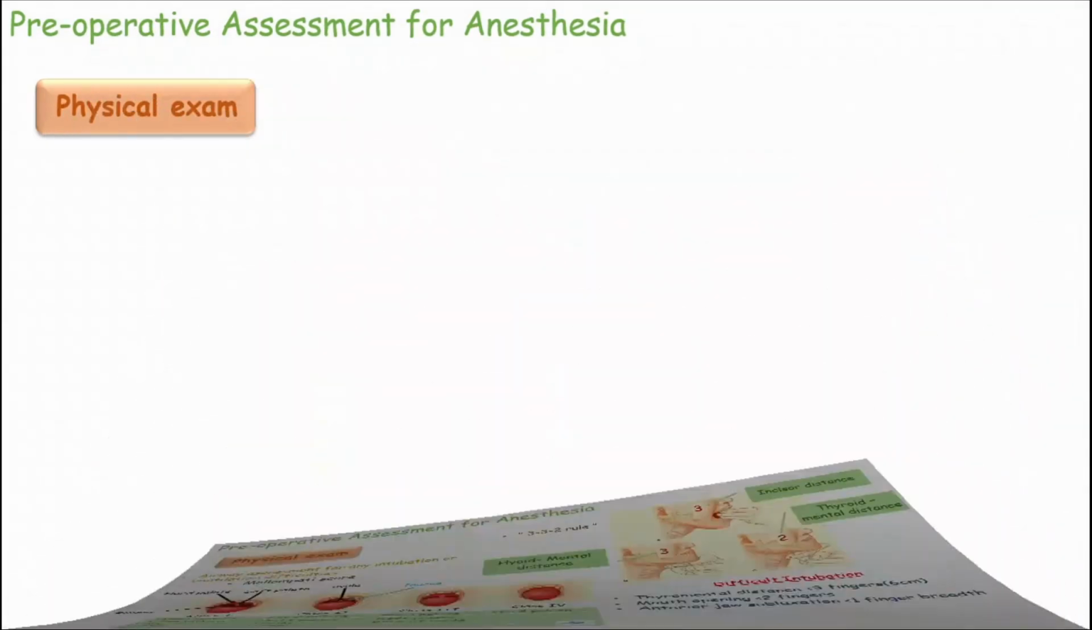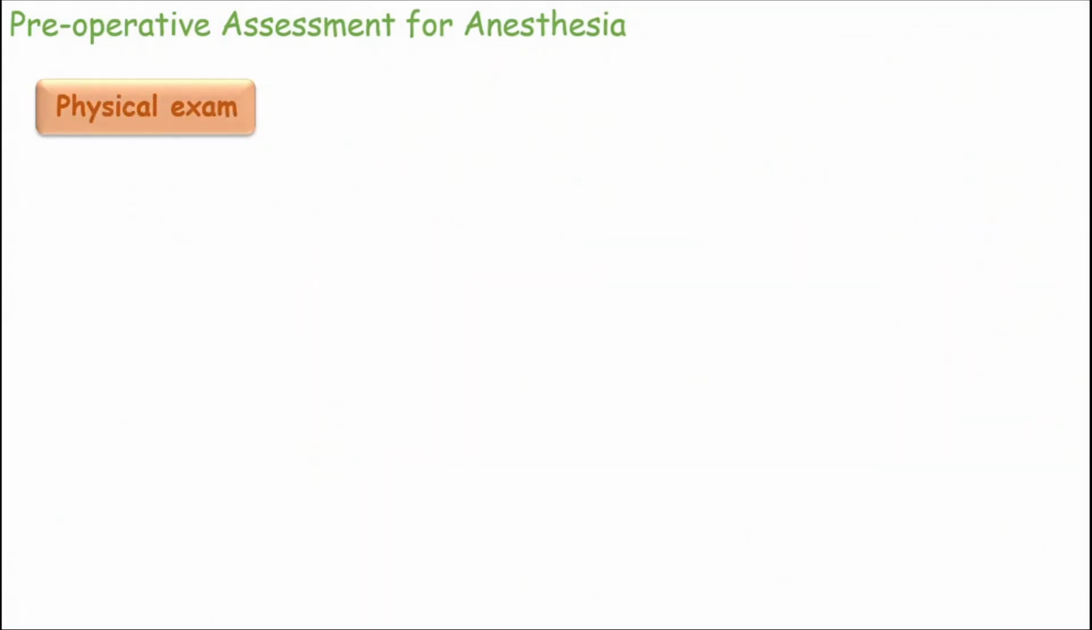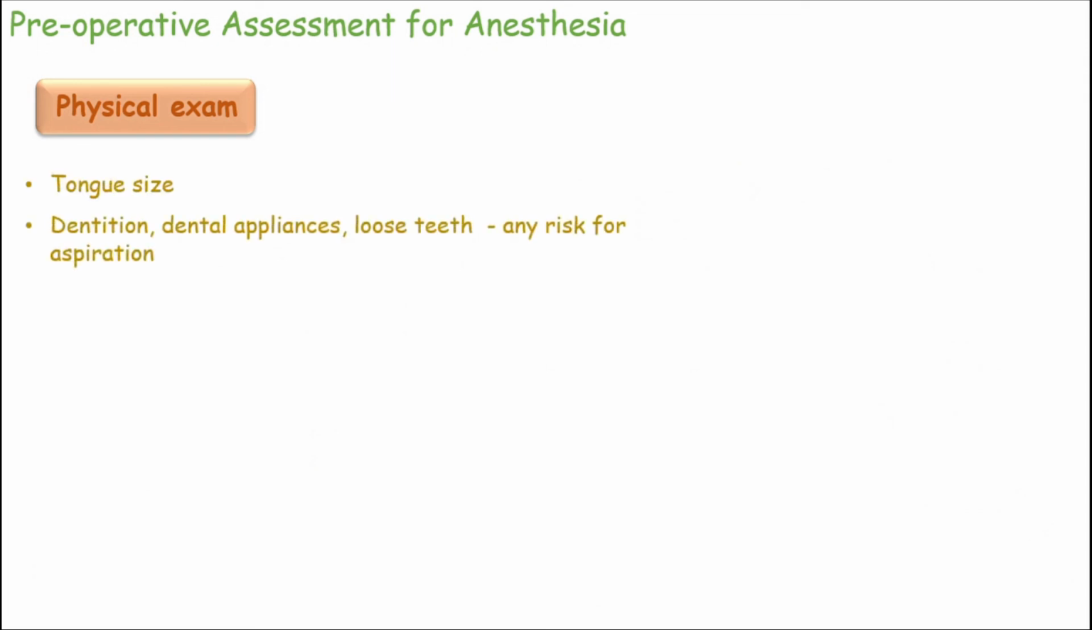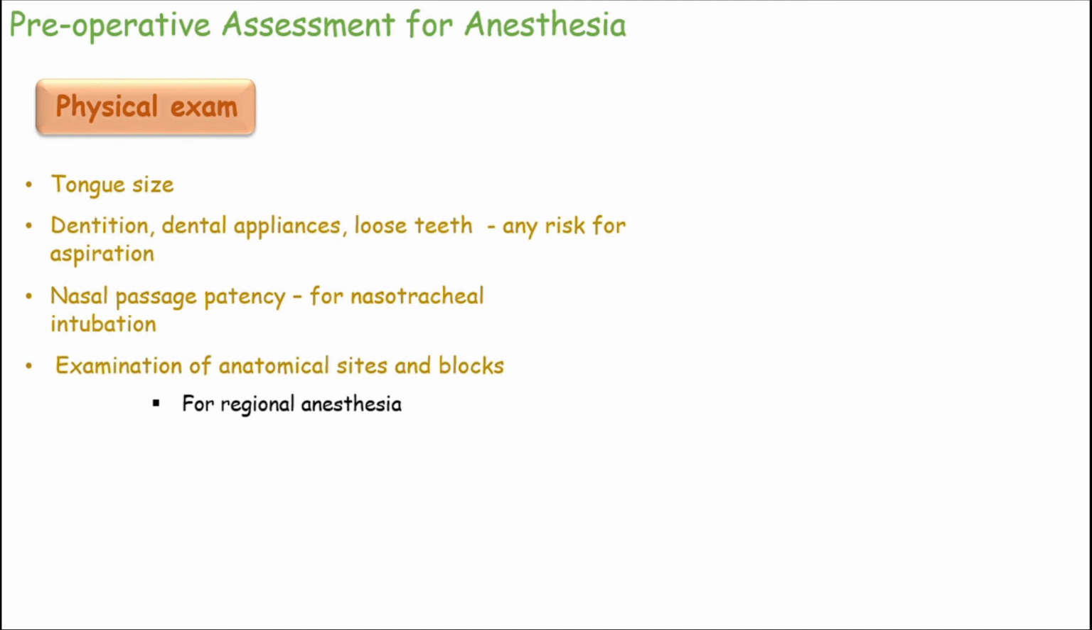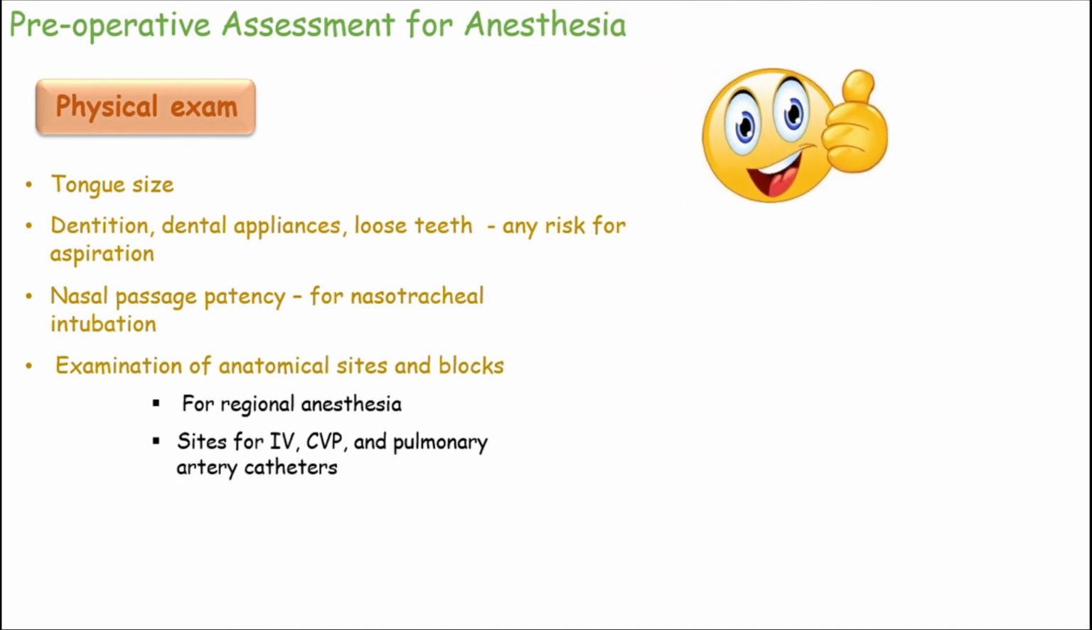Last but not least, we have a few more physical examinations done under preoperative assessment. Tongue size, dentition, and any dental appliances or loose teeth that are at risk for aspiration. And also, we should assess the nasal passage, if there's any need for nasotracheal intubation. We can also examine anatomical sites for regional anesthesia, intravenous catheters, and etc.